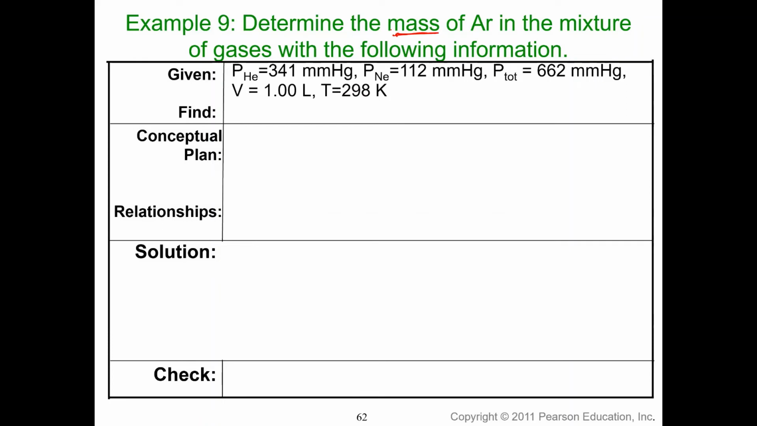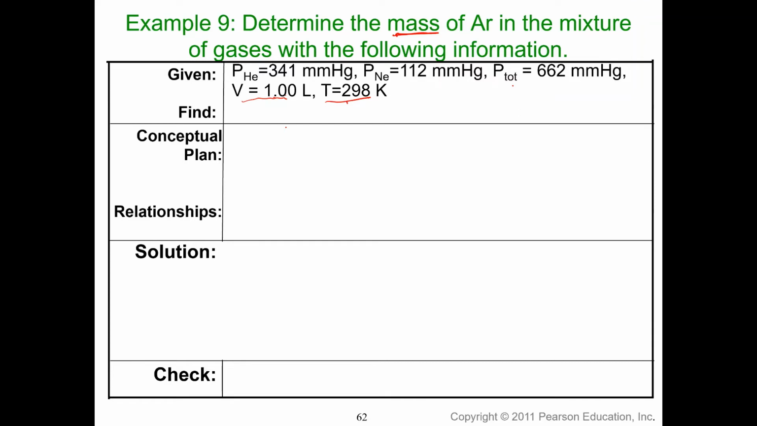Let's see what information we have here. We have both pressure and total pressure, okay? Then we have both volume and temperature. Remember, volume and temperature are the same for all the gases regardless. So what exactly they're asking us here to find out is the mass of argon.